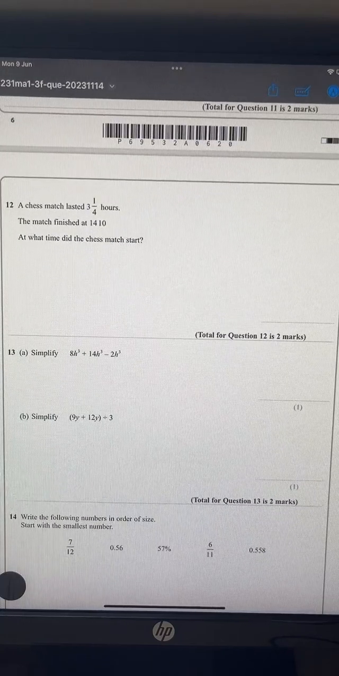A chess match lasted 3¼ hours. That is a long chess match. All right. The match finished at 14:10. I think they're meant to be 2 dots there. At what time did the chess match start?